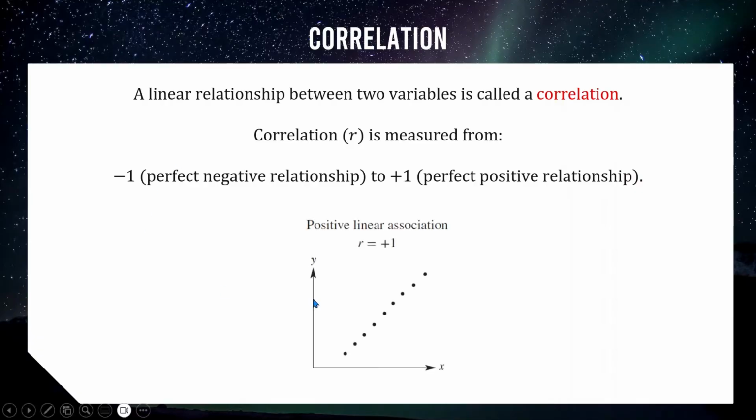Okay, so here's what a +1 r value looks like. It's a perfectly straight line, and we can see that increasing one variable is directly increasing the other one.